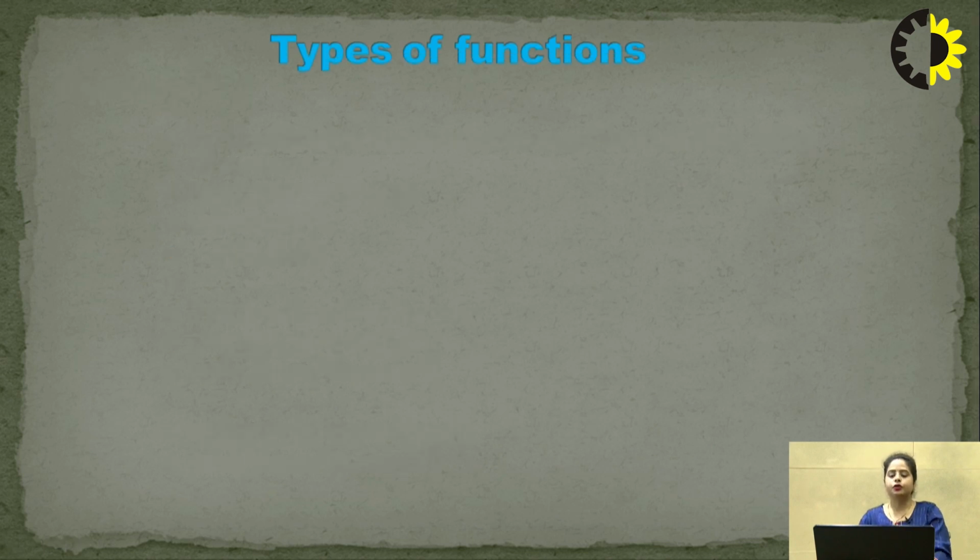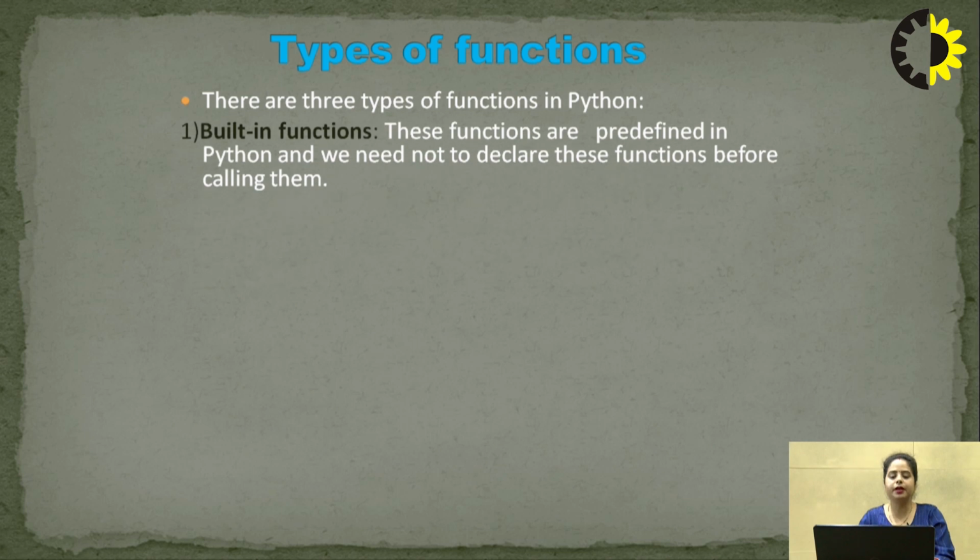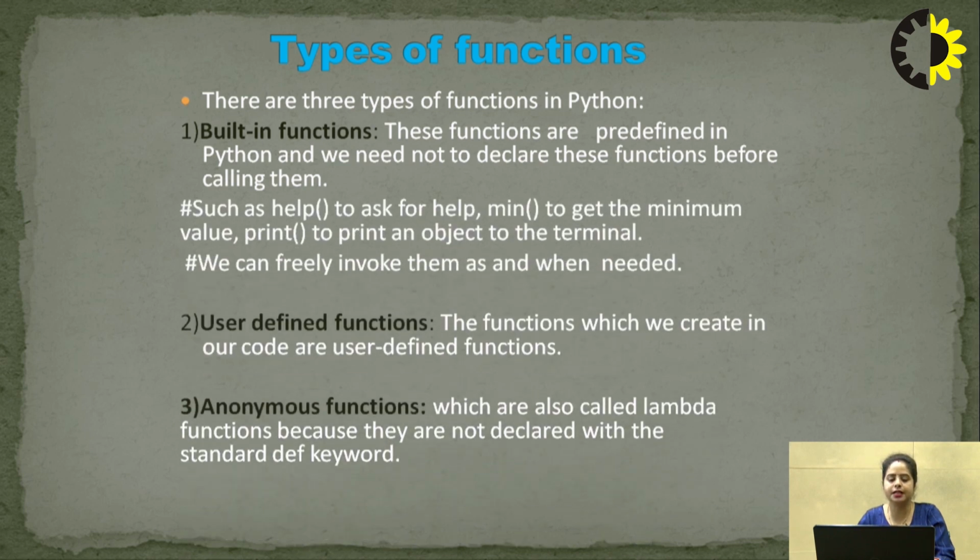Now, types of function. How many types of function in Python are there? Python has 3 types of function. First is your built-in function. As the name suggests, these are the built-in functions in the Python libraries, Python documentation. These functions are already predefined. We do not need to define them, we just need to call them. For example, help, for example, mean, for example, print. These are the built-in functions.